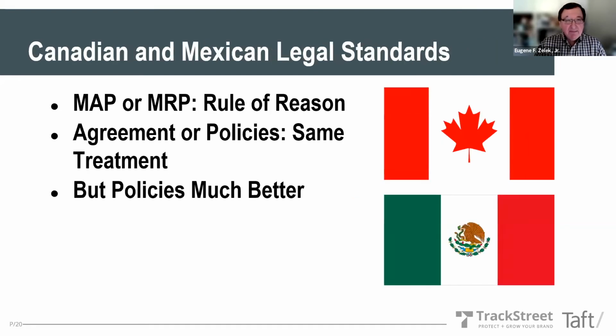So what about Canada and Mexico? Both places say we don't care whether it's MAP or MRP, the rule of reason applies. And we also don't care whether it's an agreement or done by policies, it gets the same treatment. But again, because of the flexibility implicit in policies, it's still a much better approach than doing this by agreement, even though you have more latitude in places like Canada.